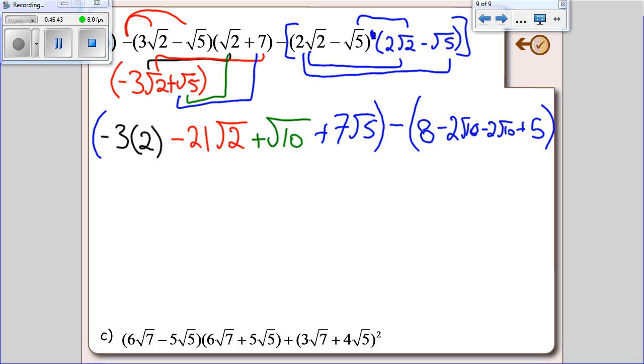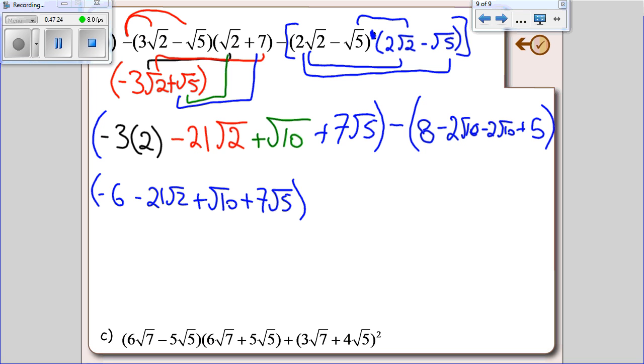Okay, this first thing, we never changed any of it, so I'm going to write it all out again. So, negative 6 minus 21 root 2 plus root 10 plus 7 root 5. Okay, that's our first part of the question. The second part of the question, we can't just get rid of the brackets yet. Why not? Because we're minusing. Aaron's right. We have to distribute that negative in before we can get rid of the brackets.